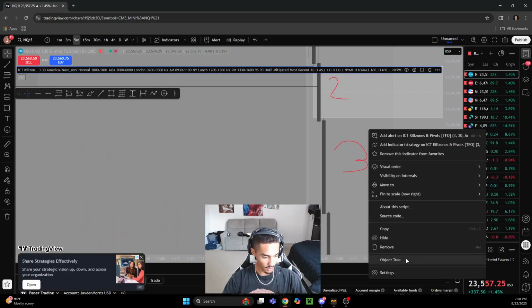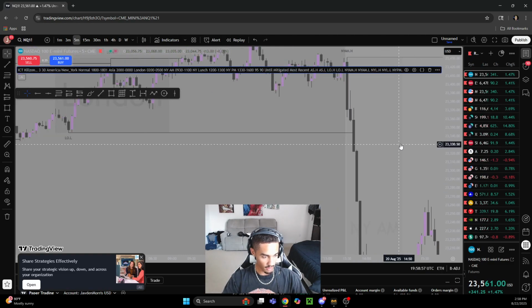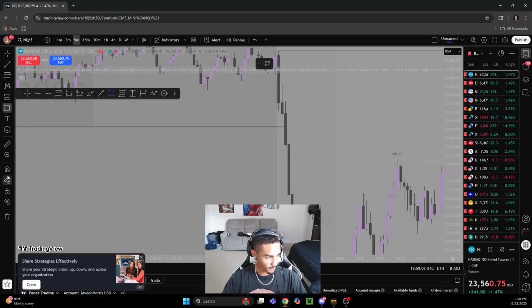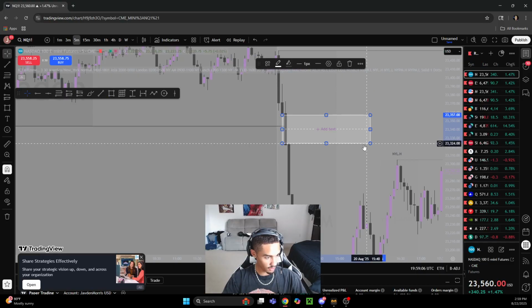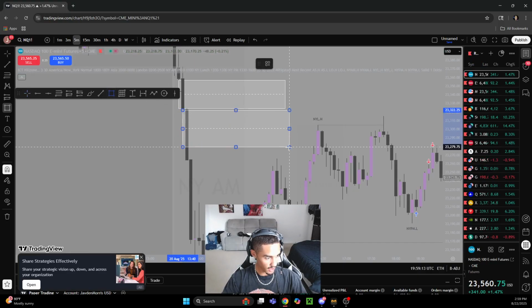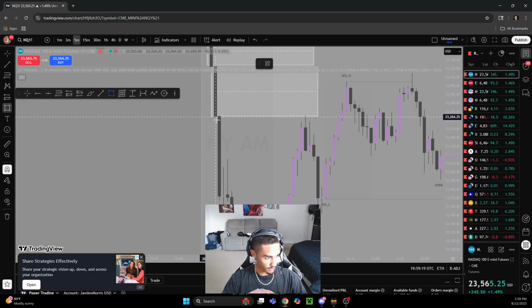Let me just remove drawings. So yeah, here's more. Draw my first one again. Bottom of the first candle to the top of the third candle, so it's just opposite from a bullish fair value gap. Let's see, bottom of the first candle to the top of the third candle. Bottom of the first candle to the top of the third candle. There's a bunch right here. So these are all gaps.